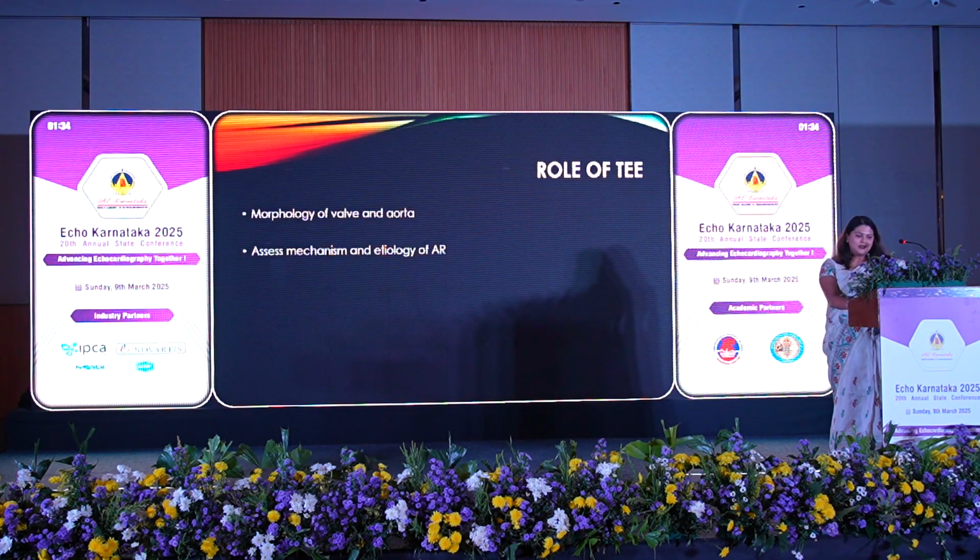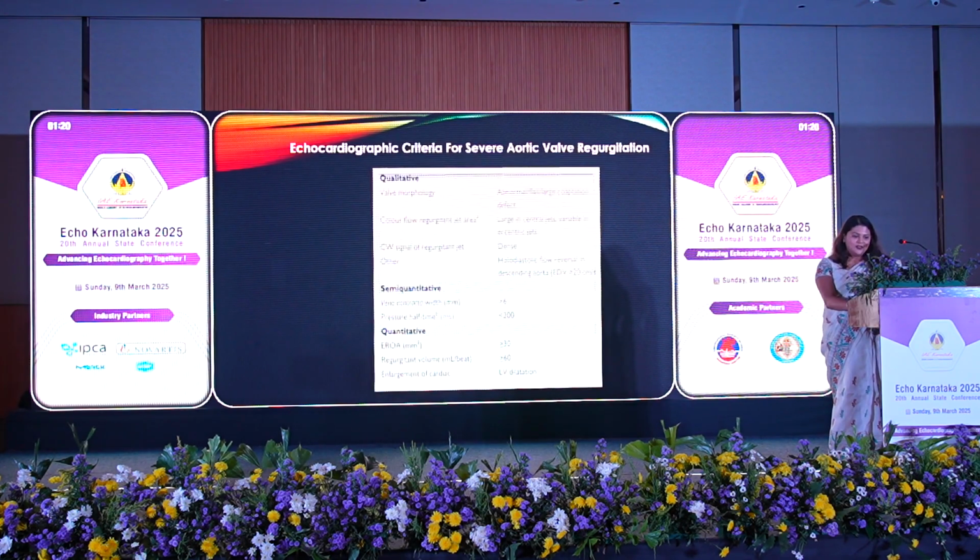TEE also has similar role, not much frequently adopted because TTE gives equally good results. Here, role is to assess the morphology of the valve and aorta and to assess the mechanism and etiology of AR. Severity criteria for aortic regurgitation based on the echo parameters, some qualitative, some semi-quantitative and quantitative methods.